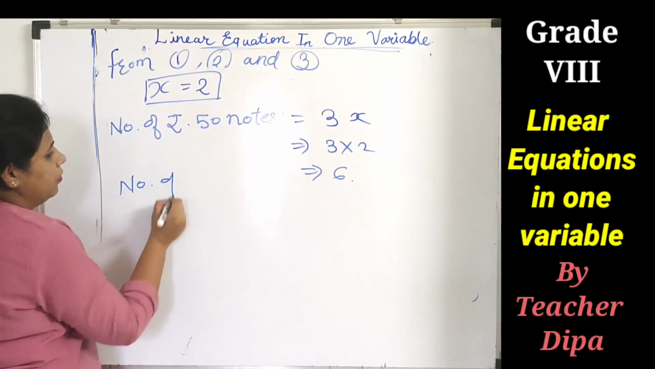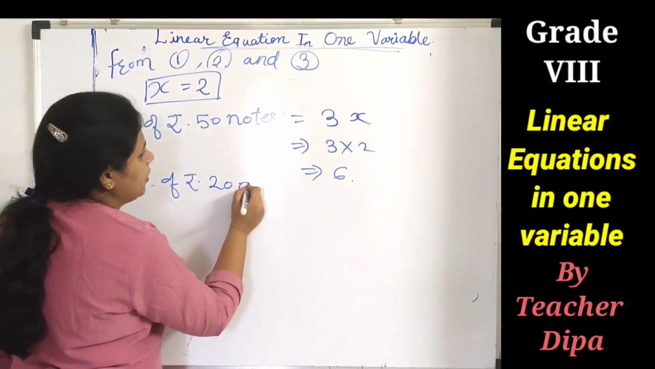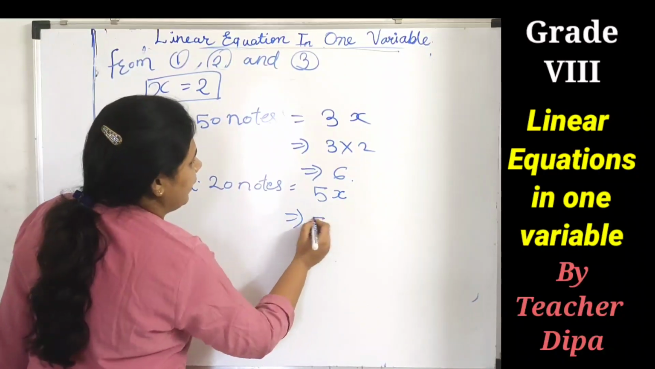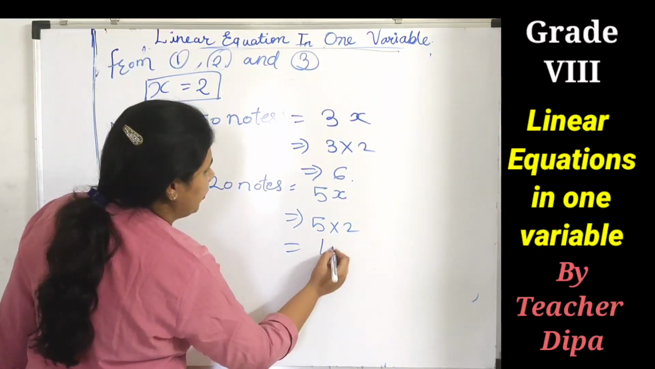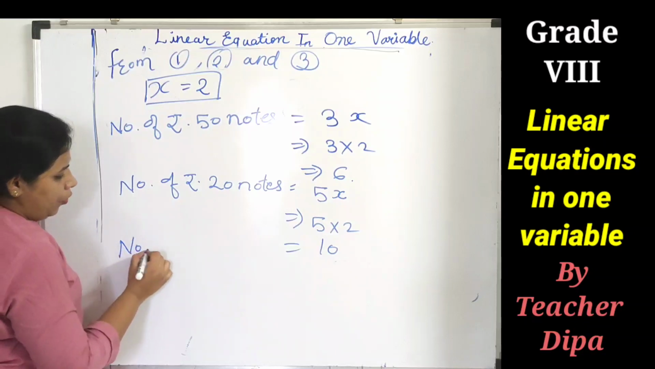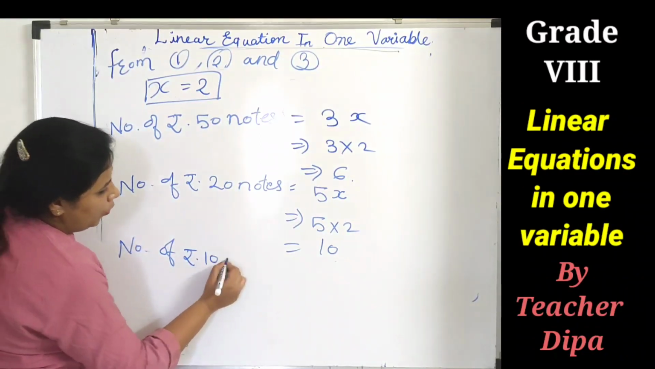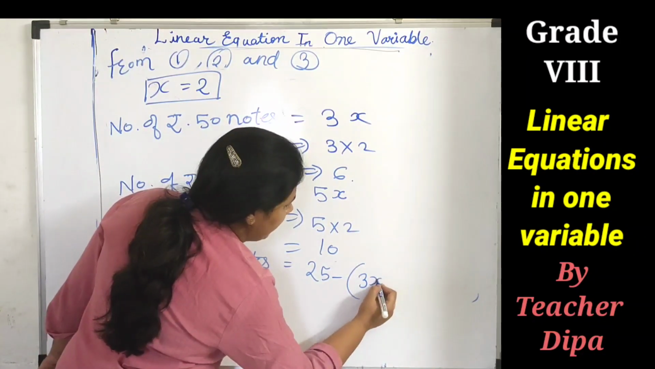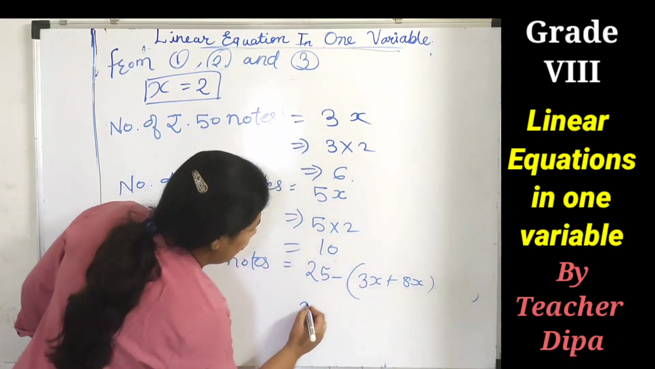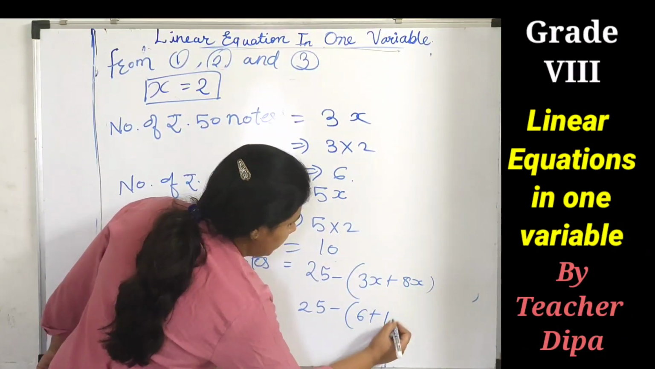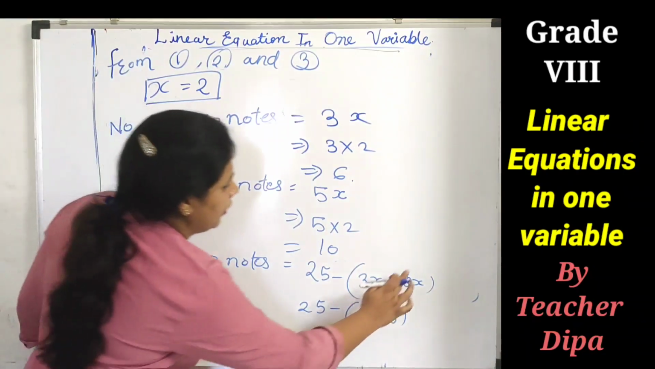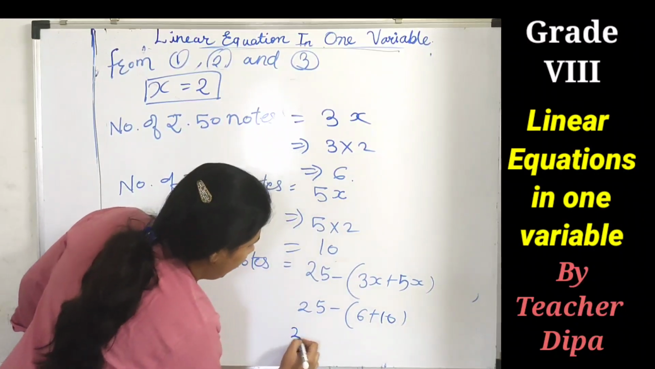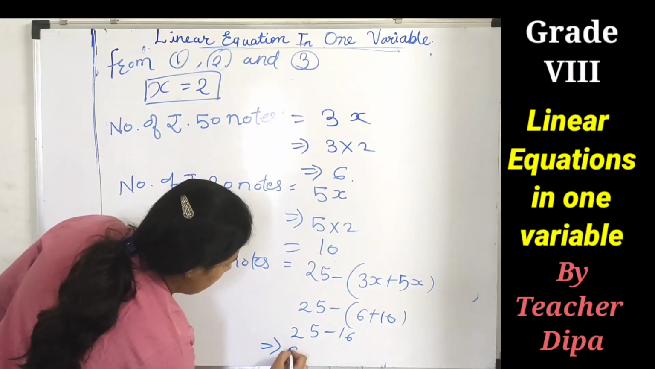Number of rupees 20 notes, that again we know, that is 5x, so we can write that is 5 into 2 and that is equal to 10. And now we know number of rupees 10 notes, so that will be what? 25 minus, as we know, 3x plus 5x, so 25 minus 6 plus 10, and 25 minus 16, so that is 9.